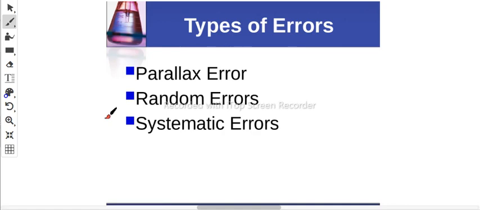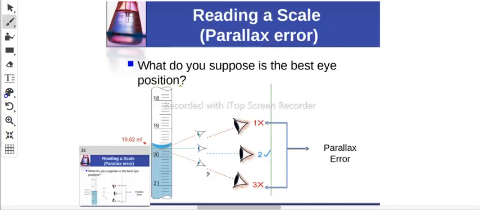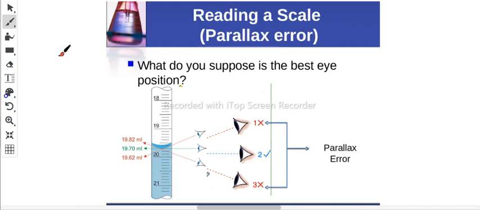The first type of error is the parallax error. The second type of error is classified as being random errors. And finally, we have number 3, which is the systematic errors. We will start firstly with the parallax error.